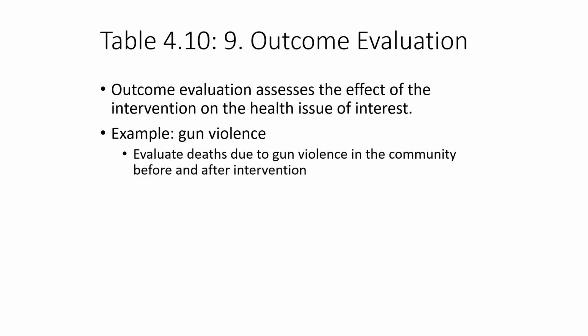Next is the outcome evaluation. So our outcome will be assessing the effect of the intervention on the health issue of interest. So evaluate deaths due to gun violence in the community before and after the intervention. So that is how the PROCEED framework can be implemented for a public health issue.